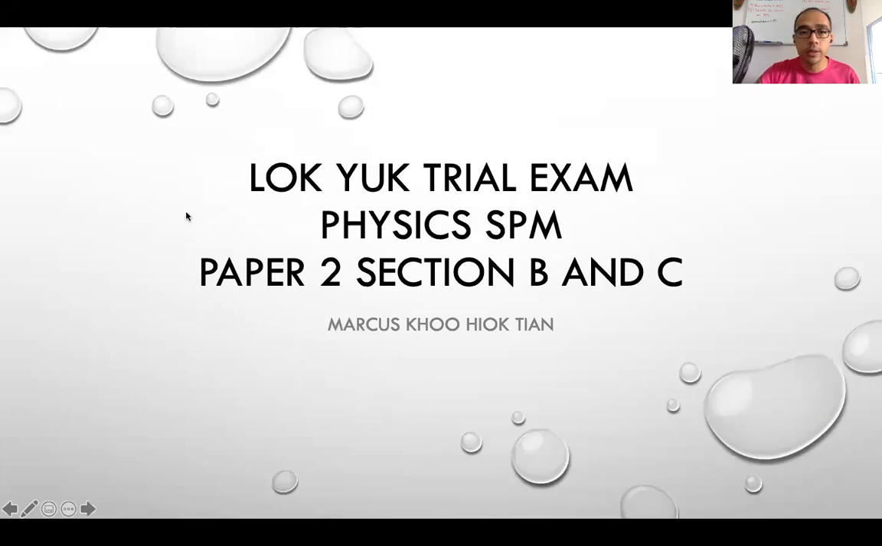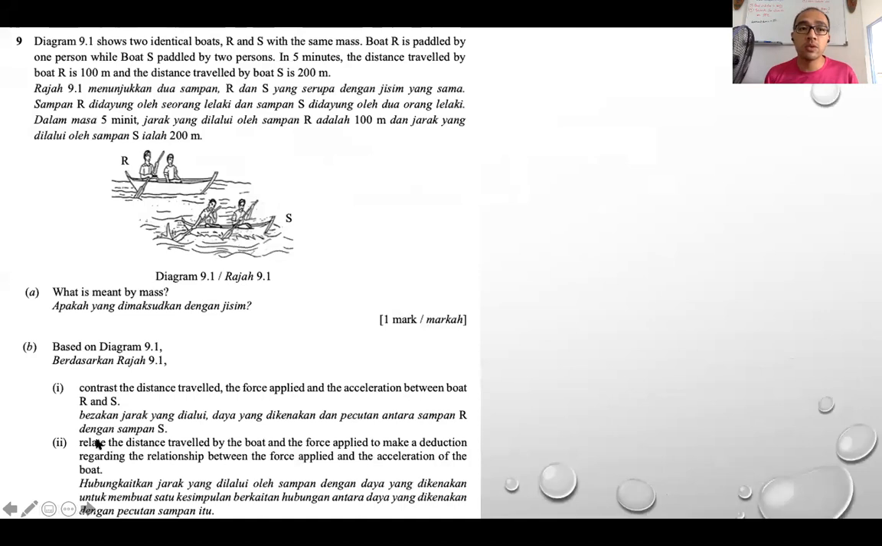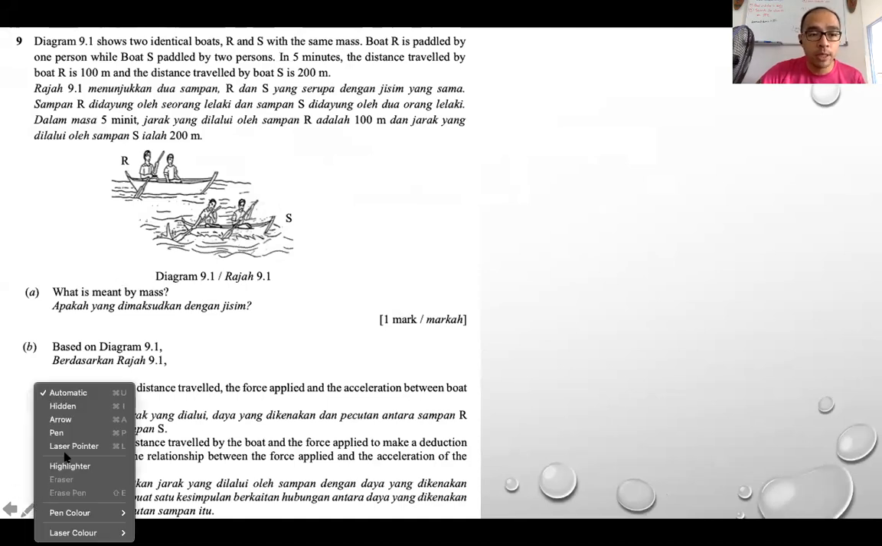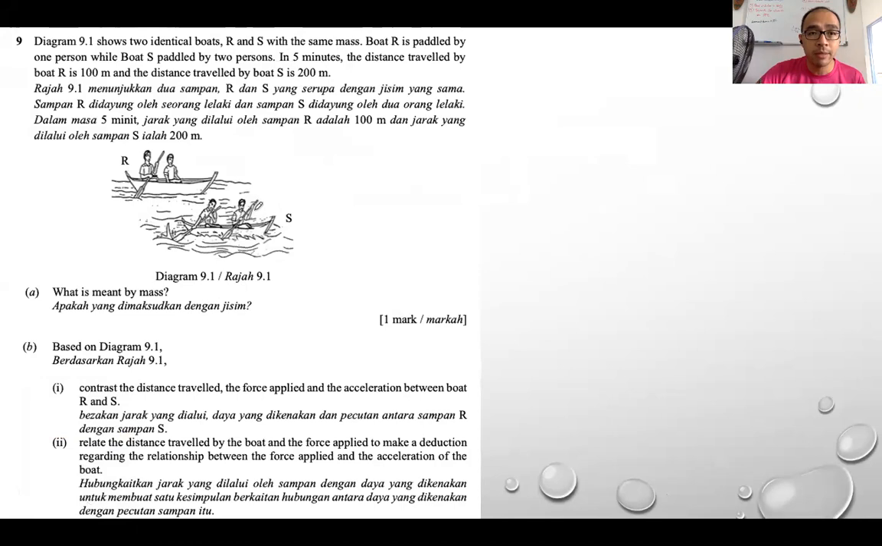Okay, so paper 2, section B, section C, and we start off with question number 9. Diagram 9.1 shows two identical boats, R and S, with the same mass. Boat R is paddled by one person and boat S is paddled by two persons. In 5 minutes, the distance traveled by R is 100 meters and the distance traveled by S is 200 meters. Everything is in this question. So what is meant by mass?